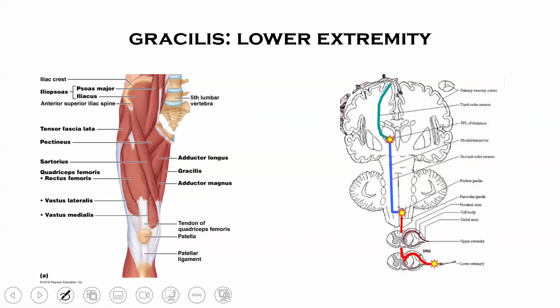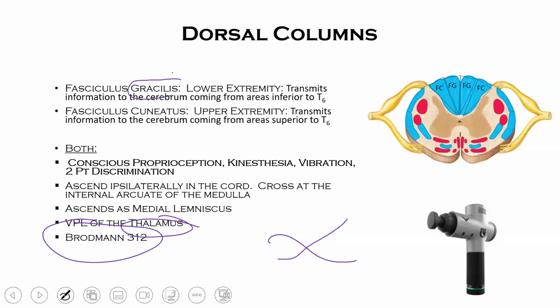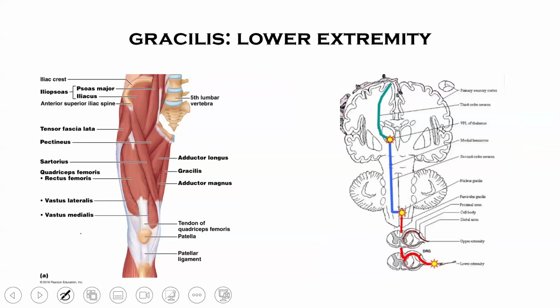So gracilis should sound familiar, right? It's real easy to remember that it is lower extremity because we have a muscle called gracilis, that groin muscle. So it's really easy to remember that that's the lower extremity. Then the pathway it takes up into the brain, and the homunculus man right there at the foot.